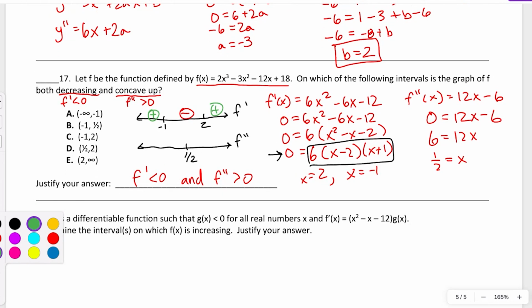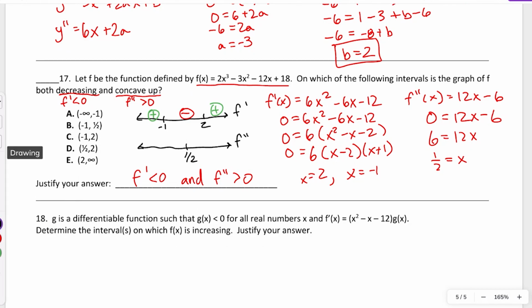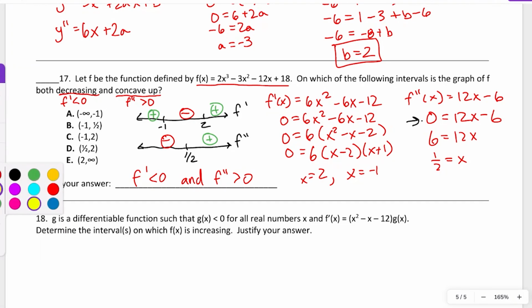Now looking at f double prime, I'm looking at this equation here, 12x minus 6. If I plug in a number like 0, I'm going to get a negative number. And if I plug in a number like 10, I'm going to get a positive number. So what we're looking for is the overlap where f prime is negative and f double prime is positive. Okay, so I'll kind of highlight both of these.